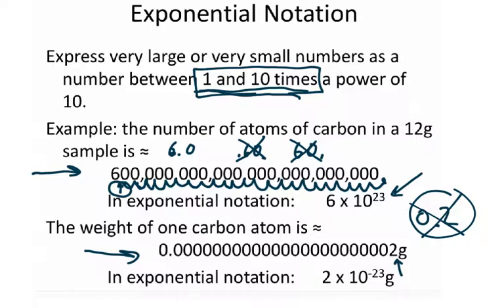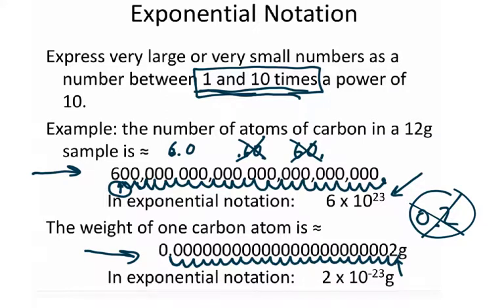Now, how many spaces does it take to get there? Well, again, if you count, it's going to be 23 spaces. I'll show you: 1, 2, 3, 4, 5, 6, 7, 8, 9, 10, 11, 12, 13, 14, 15, 16, 17, 18, 19, 20, 21, 22, and 23.